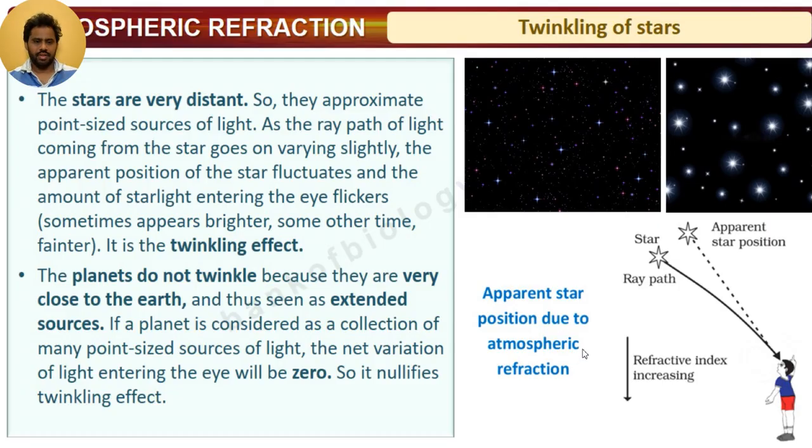Okay. Now let us see. Basically, they can just ask about the twinkling of star phenomenon, why it happens, and explain, and why the planets do not twinkle. The answer is that the planets are very close to the Earth, and the apparent position of the star changes due to the changing refractive index, and due to the starlight getting refracted and bending. So we get to see the apparent star position higher than its actual position.